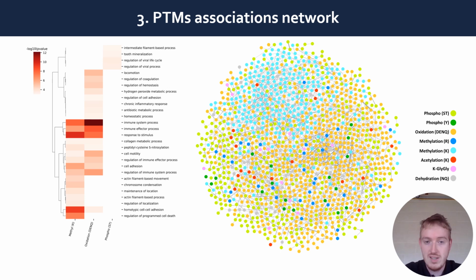During the preliminary analysis of the network, I identified several clusters of significantly co-occurring PTMs, and the cluster that I'm showing here is made of PTMs that occur on proteins involved in different aspects of the immune response. For example, phosphorylated proteins appear to regulate viral replication, whereas methylated proteins are involved in apoptosis and cell movement.